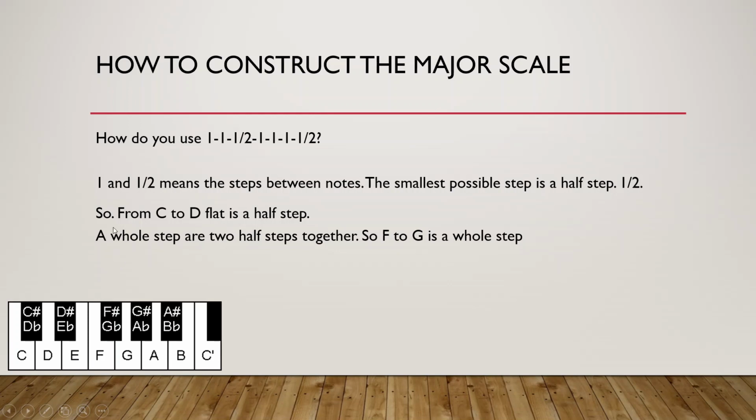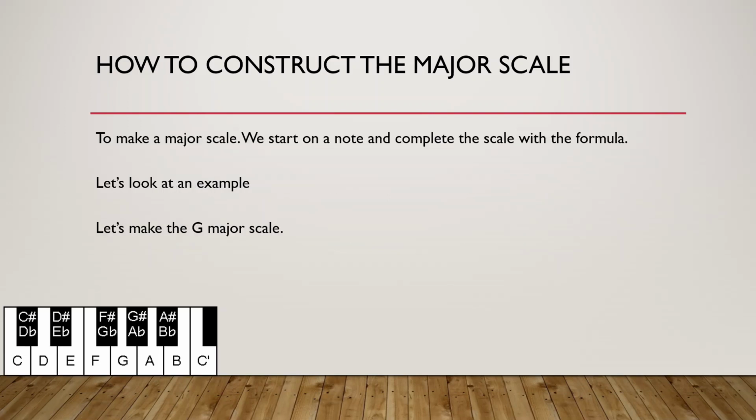A whole step are two small steps together. So from C to D is a whole step. From D to E, from E to F sharp to G sharp to A sharp is a whole step. A whole step are two small steps together. And to make a major scale, we start on a note and complete the scale with the formula.